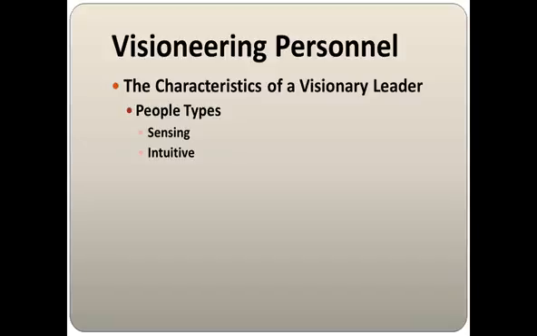Then there is the intuitive person. They prefer to use their sixth sense. Ideas, relationships, and possibilities seem to flash out of nowhere for these people. They are future-oriented and think not so much in what is, but in what could be. They're big picture people, not detailed people, focused on the now.